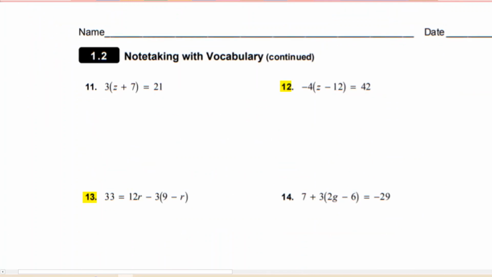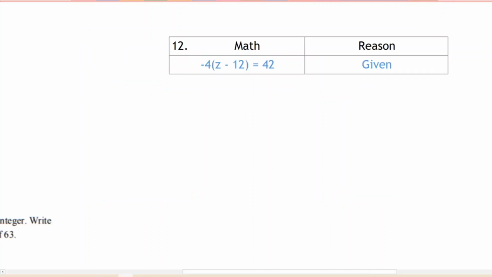Number 12 and number 13 both show something new, something we haven't seen before, and that's the idea of distribution. So let's take a look at number 12. So hopefully you've been introduced to distribution already. If you haven't, I just want to remind you that whenever you see a number multiplying a parenthesis, like this one is, then you could just take that number and multiply it by everything inside the parenthesis. So I'll show you what that means.